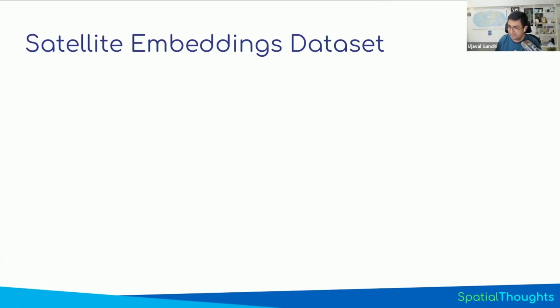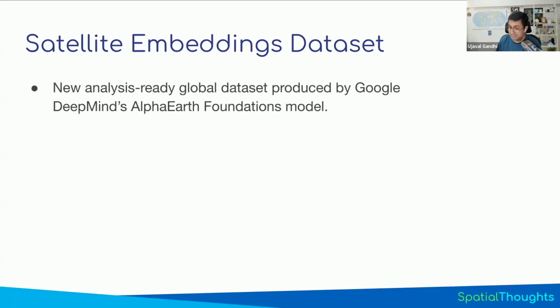Google recently attempted to solve this problem, and they released a new dataset called Satellite Embeddings. This dataset was produced by an AI model. This AI model is the new age machine learning technique that was pioneered by ChatGPT and large language models. The way these large language models worked was using this thing called embeddings. And this model applied the same concept to satellite images and tried to produce a dataset which can then be used for machine learning tasks.